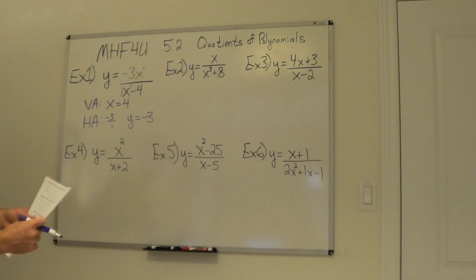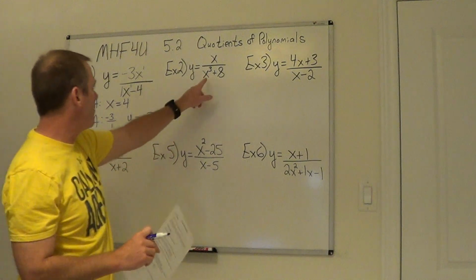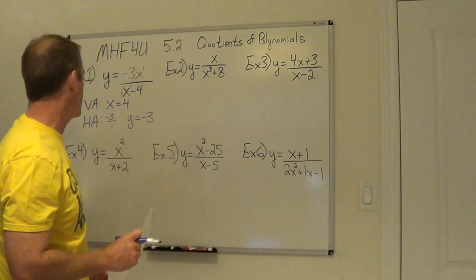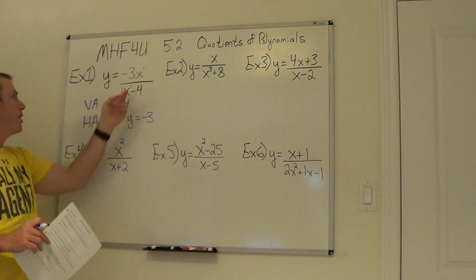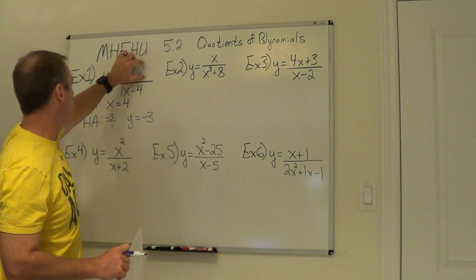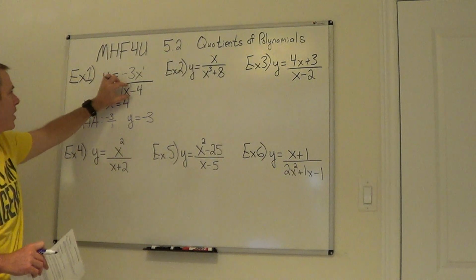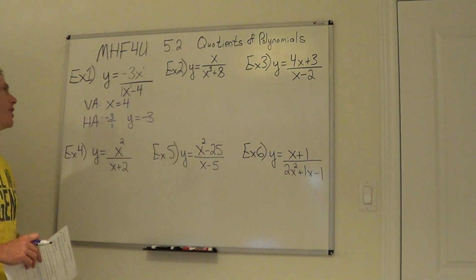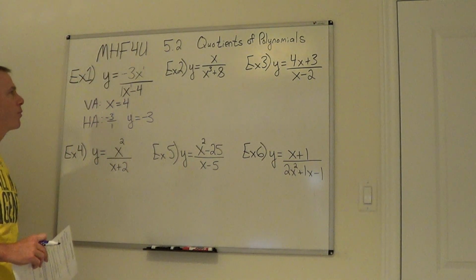Now, example two, again looking at the bottom first, looking at our vertical asymptotes. Oh, sorry, I should go back to example one. Is there an oblique asymptote? That's rare, and happens when the degree of the numerator is exactly one higher than the denominator. That's not happening here because, again, the degrees were equal.